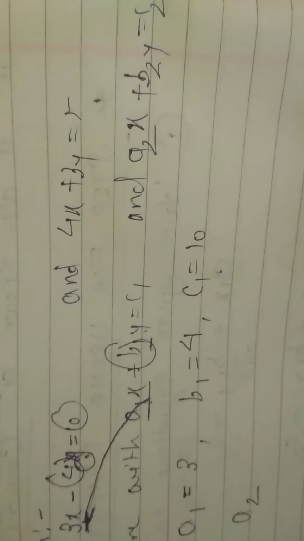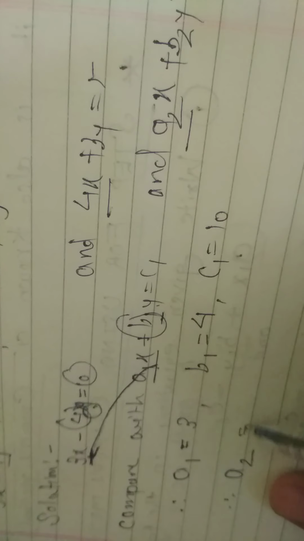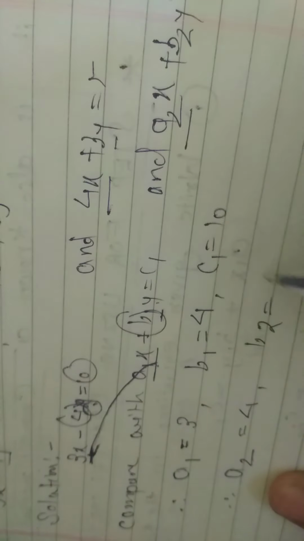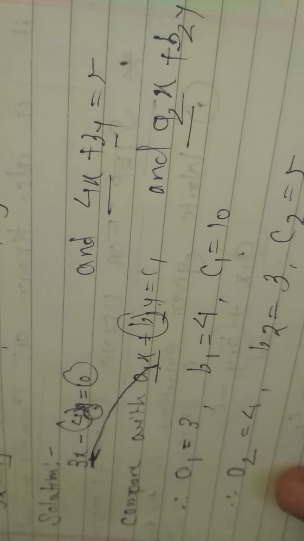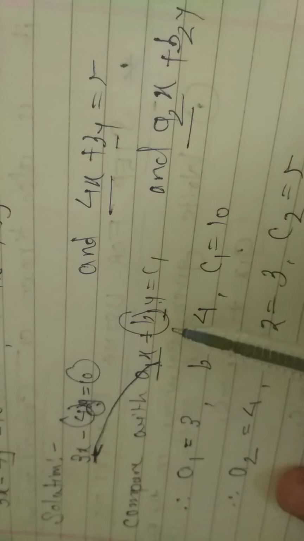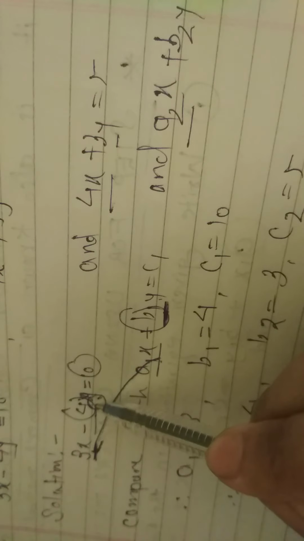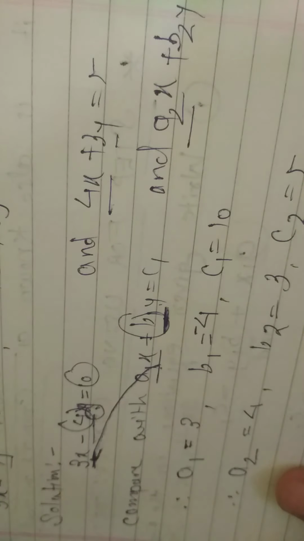Similarly, a2 is 4, b2 is 3 and c2 is equal to 5. Now here I want to tell one thing. When you compare, b1 is minus 4, not 4. So here write minus 4. Okay. Now what is the first step? Compare with the standard form. Now we will go to the next step.